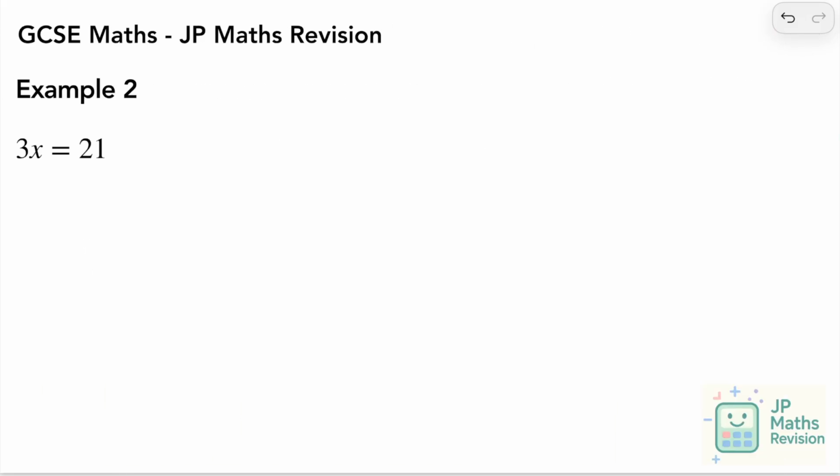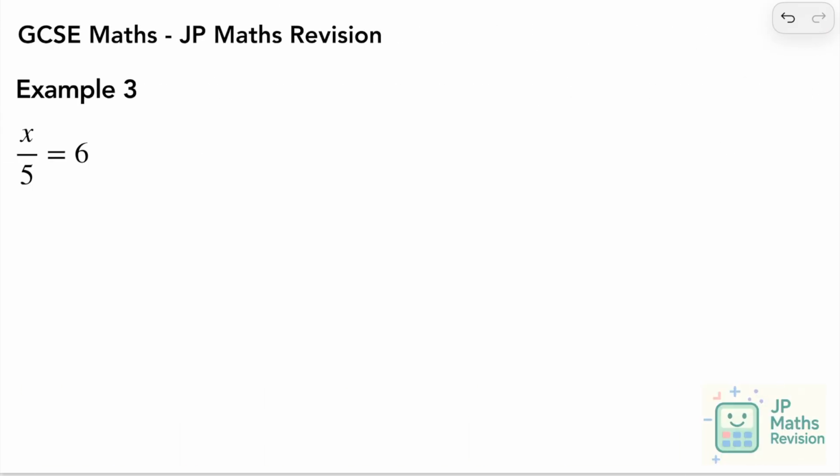So this question here, we have 3x equals 21. So 3x means 3 times x, and the opposite of multiplying is dividing. So what we're going to do is divide both sides by 3. So we end up with x equals 7, and that is the answer to that question.